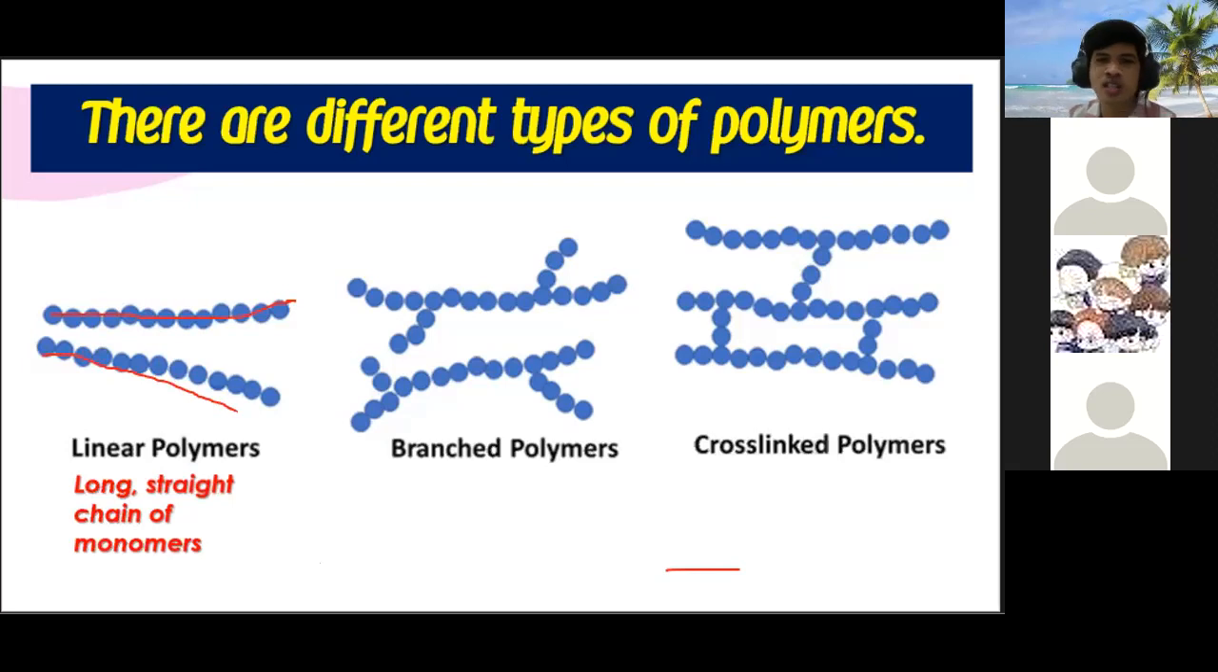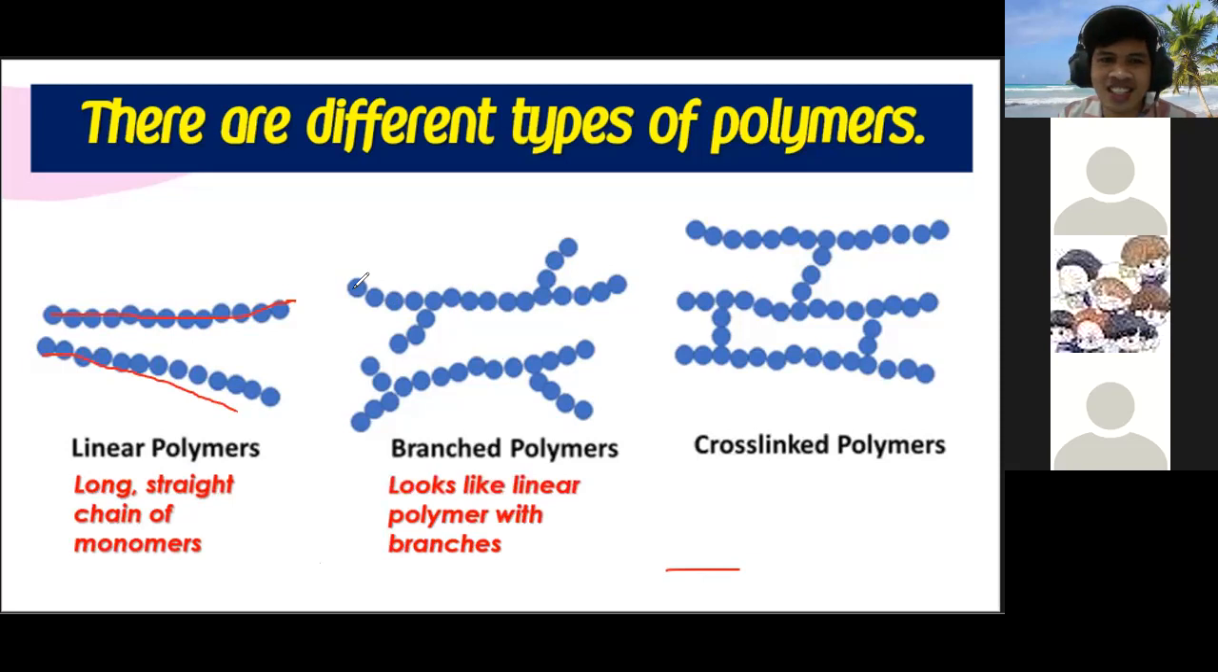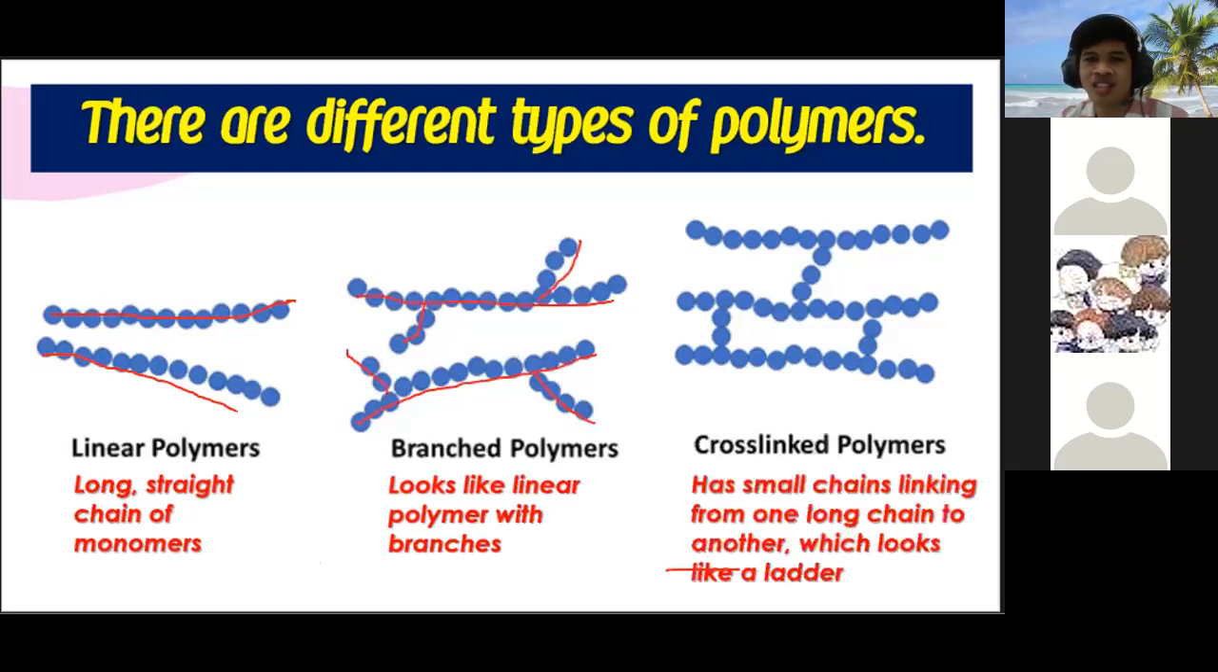Another one is a branch polymer. A branch polymer looks like a linear polymer with branches. It's similar to a linear polymer, but there are branches. The third one is cross-link. It has small chains linking one chain to another. It's linear, with links from another chain, and it looks like a ladder. That is a cross-link polymer.